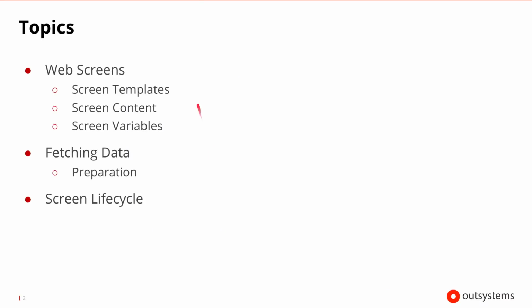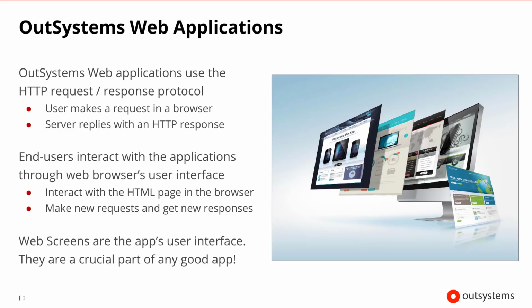In this session, we're going to talk about web screens and how they can be created. We'll look at screen templates, the types of content that goes into screens, and how we can use different screen variables. We'll also talk about fetching data and using the preparation to get some of the data that we need to put inside of our web screens. And to understand all of that a little better, we'll talk about the screen lifecycle so we understand how those things happen. So let's go ahead and get started.